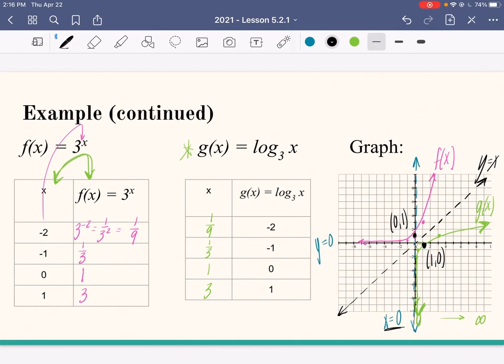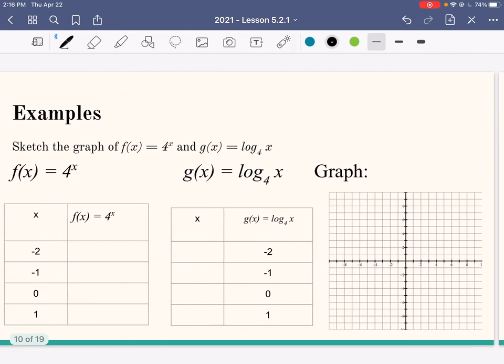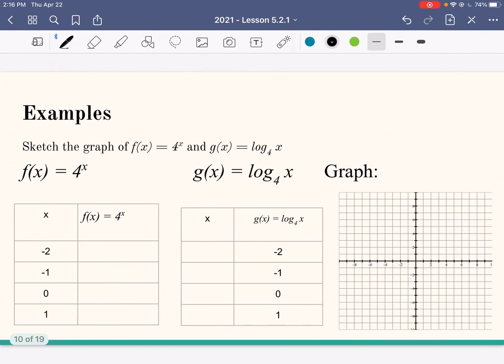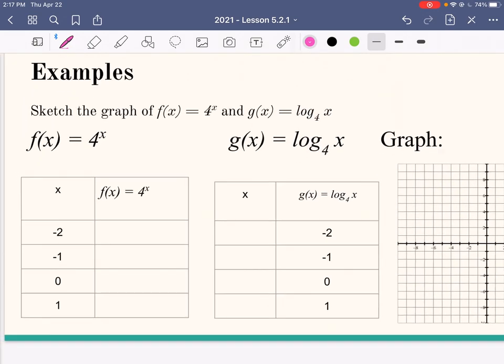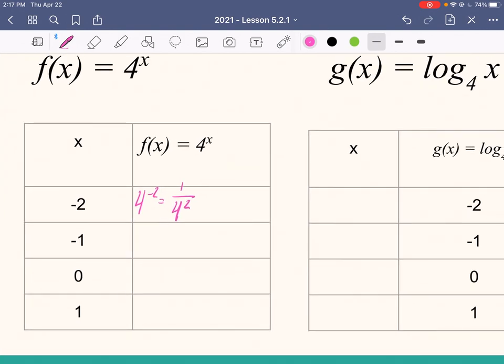All right, so let's just practice a little bit more. We've got 2 more examples and then your homework. So f of x equals 4 to the power of x. I am going to plug in these values here for x. So 4 to the power of -2 gives me 1 over 4 to the power of positive 2, and 4 squared is 16, so 1/16. 4 to the power of -1 gives me 1 over 4 to the power of positive 1, which is 1/4.